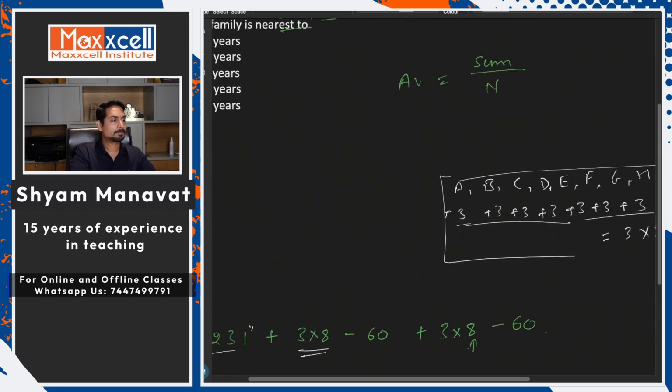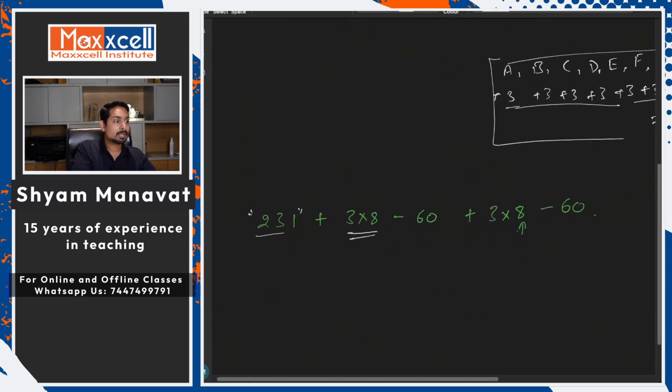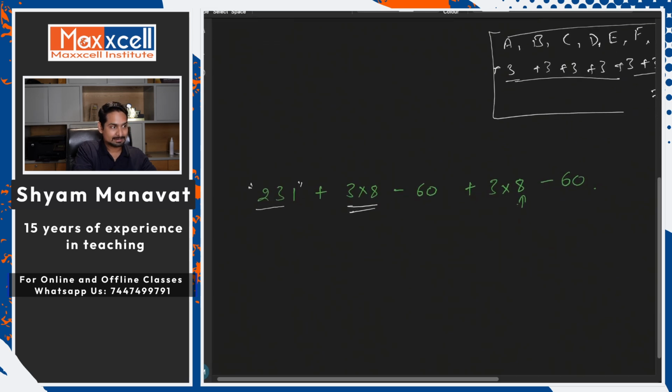Now think about it. The question said find the average age at present, the current average age. So we need to see from the 10 years, in 3 years this incident occurred, and later another 3 years this incident occurred. That means from this 10 years ago, we already passed what?